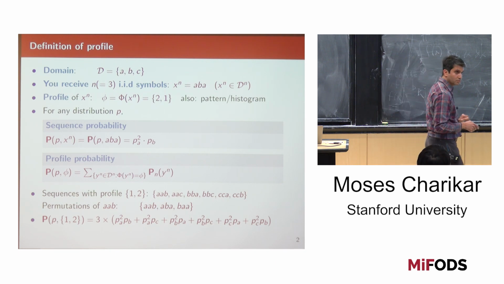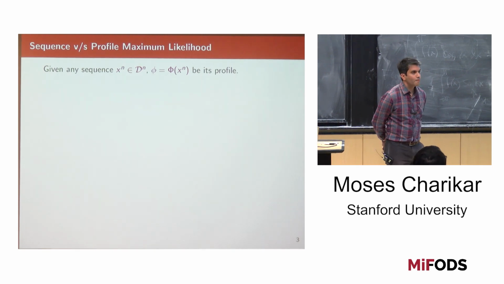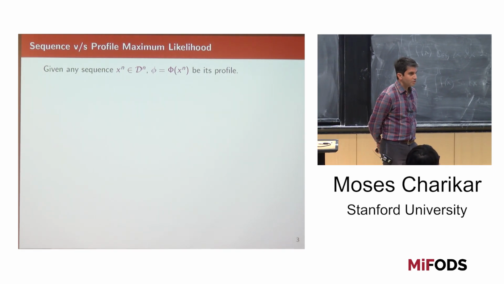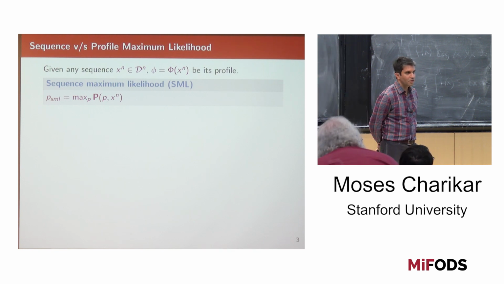Questions? Okay, so now, given any sequence, look at its profile, and now let's ask these 2 questions. Given a particular sequence, what's the underlying probability distribution that maximizes the probability of this particular sequence? What do you think?